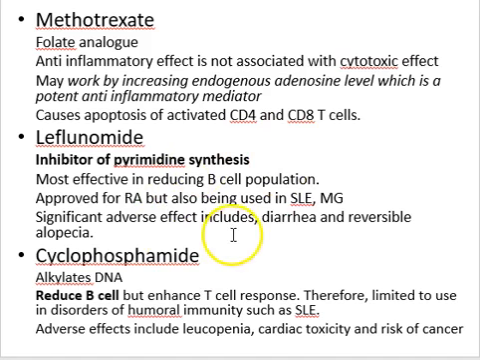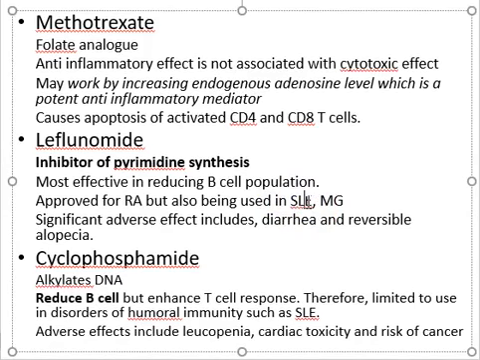Methotrexate is one of the folate analogs. It inhibits dihydrofolate reductase, causes apoptosis of activated or effector CD4 and CD8 T cells. Leflunomide shuts down pyrimidine synthesis, has a dramatic effect on B cells. That's why you can see it approved for rheumatoid arthritis, but it's also being looked at in terms of lupus as well as myasthenia gravis, which have an antibody promoting effect in them. So there's an antibody promoting pathogenic application there. And so we want to shut down those antibodies.